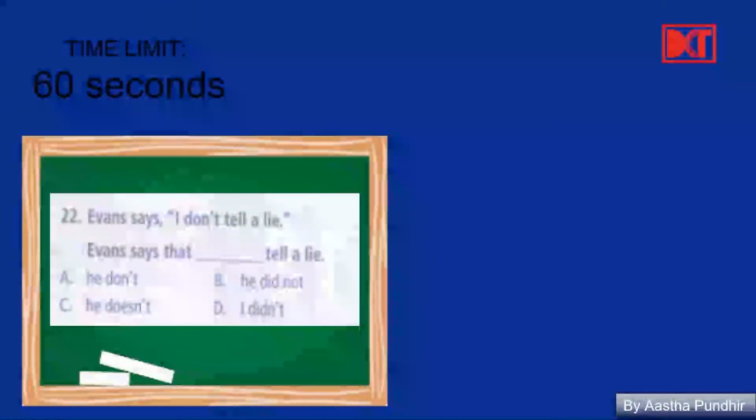Even says, I don't tell a lie. So, in indirect speech, Even says that dash tell a lie. A, he don't, B, he did not, C, he doesn't, or D, I didn't. Now here, the correct answer is C, he doesn't.